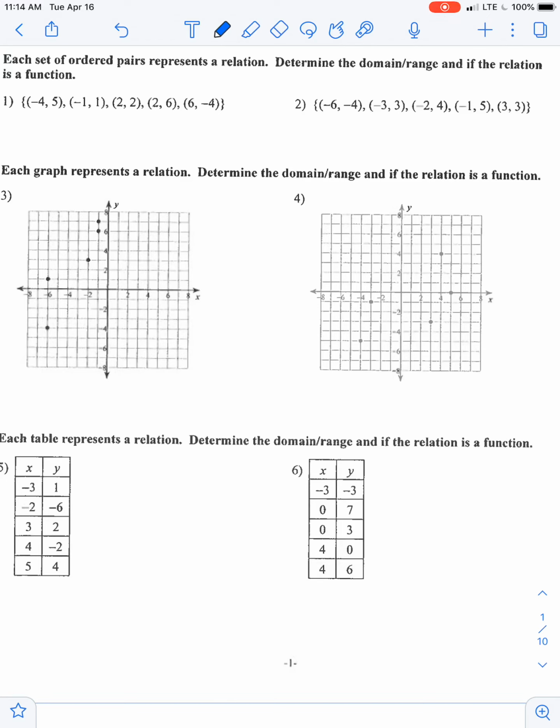Part of these problems are actually review from first semester, so maybe throwing them in to make you some easy questions. But this first one says each set of ordered pair represents a relation. Determine the domain and range, and if the relation is a function. So let's do a quick review. Remember, your domain is always your x values. Your range is your y values. And the way we tell if it is a function or not is your x may not repeat itself.